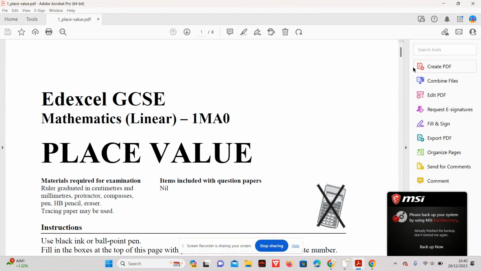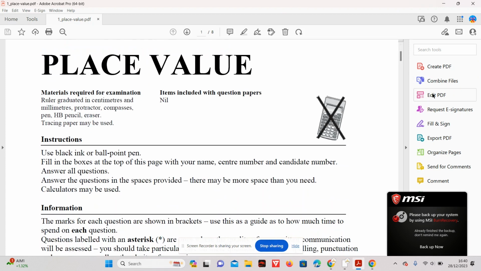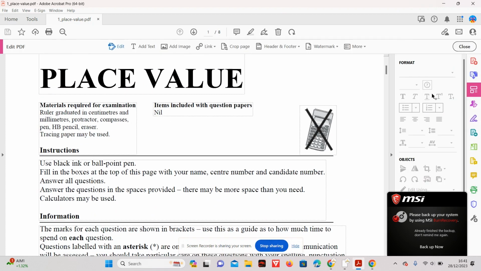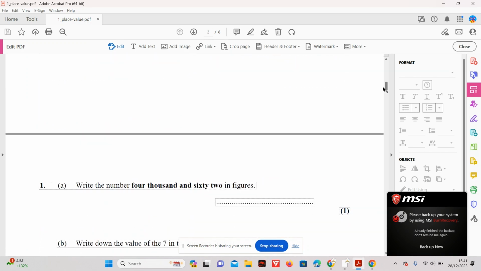So let's click no thanks on that. Today we're going to do place value, a nice and easy exercise. I'm actually going to click edit PDF because that's something we definitely need to do, and we're going to go through this bit by bit.